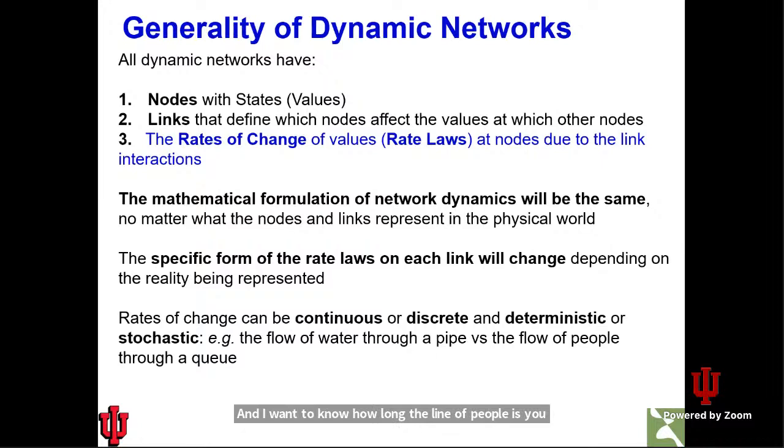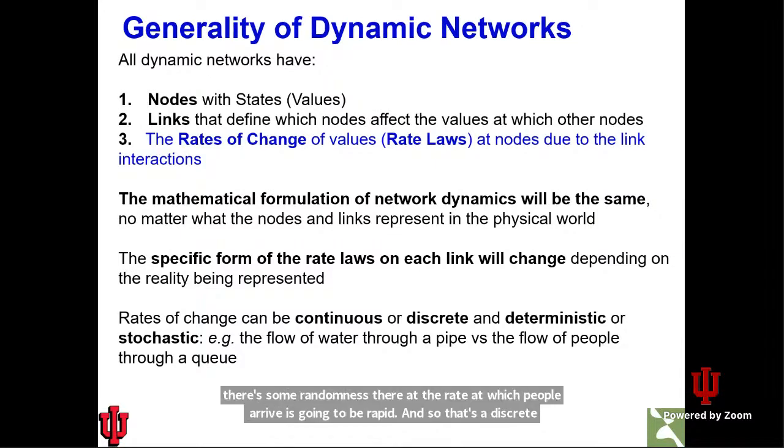People come in, they're discrete. The bank teller doesn't see half a person at a time. He can only see them in units of one. The amount of time each transaction takes is going to depend on what they're doing, so there's some randomness there. And the rate at which people arrive is going to be random. And so that's a discrete problem, and it's also a stochastic problem.